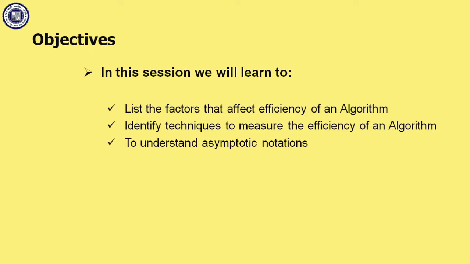So first of all, I will brief up the things that we are going to look into in this presentation. Here we will list out the factors that affect the efficiency of an algorithm. Then we will identify the techniques to measure the efficiency of an algorithm, and we will also understand the various asymptotic notations which are used to measure the efficiency of various algorithms.